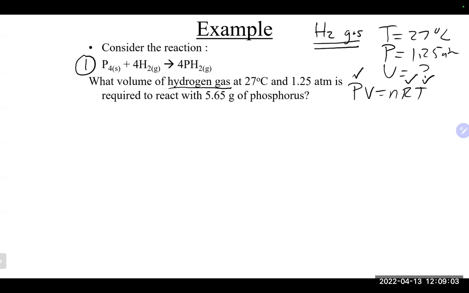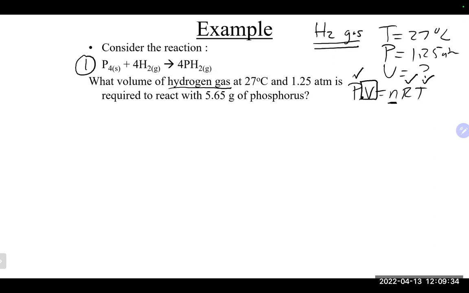Again, we always have R, and we are clearly looking for the volume here. That means the one thing that we are missing for hydrogen to do this is the moles of hydrogen. And that is where the stoichiometry part of this problem is going to come into play. We're going to use stoichiometry to figure out how many moles of hydrogen we started with. Once we have that, we could go into the ideal gas law at the end and solve for volume. Any questions on where we're going with this?